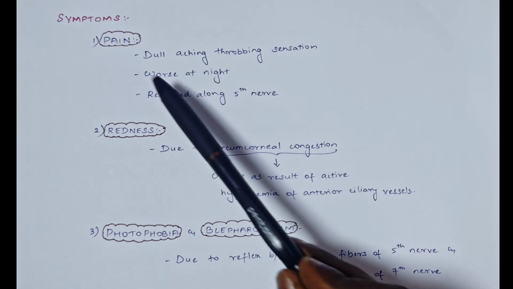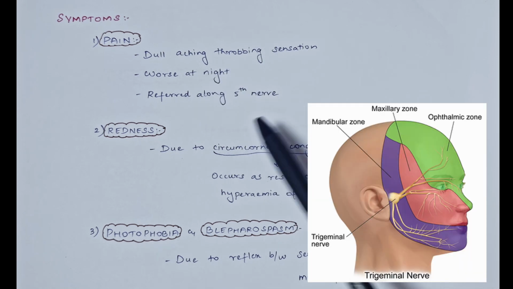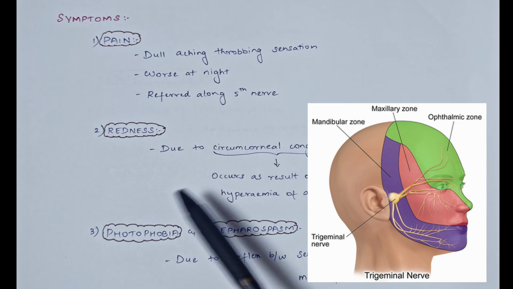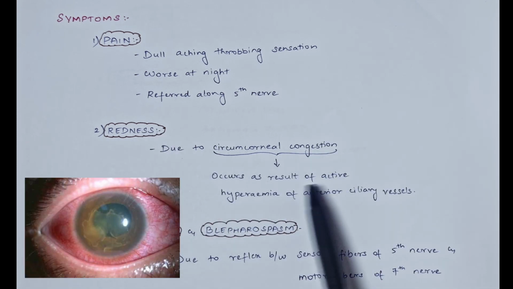Now we will see the symptoms. There can be pain, which can be a dull, aching, throbbing sensation. It is worsened at night and it's referred along the fifth nerve. Redness can be due to circumcorneal congestion. It occurs as a result of active hyperemia of anterior ciliary vessels.